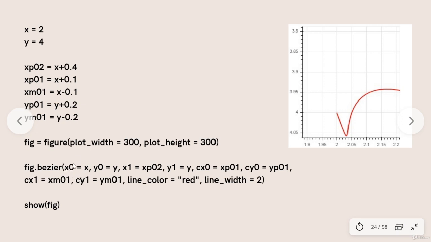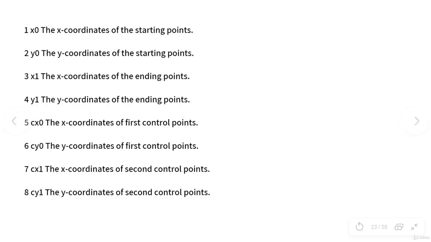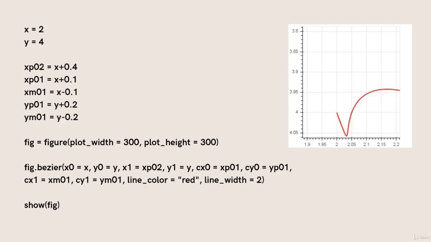What was the x naught? The x coordinate of the starting point. So x naught is equal to x, then y naught is equal to y. Y naught is the y coordinate of the starting point.